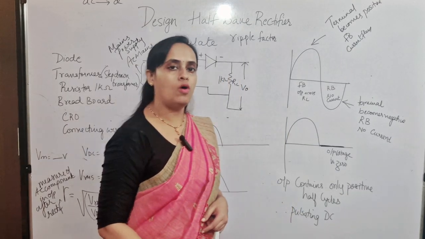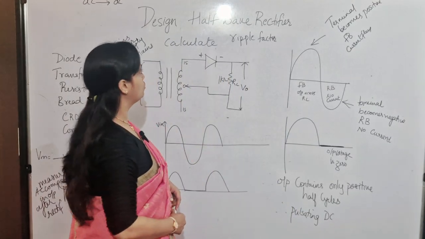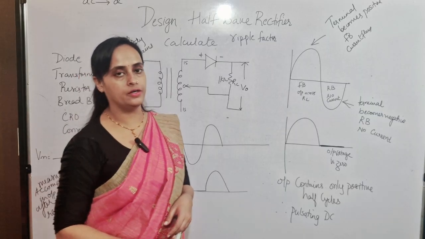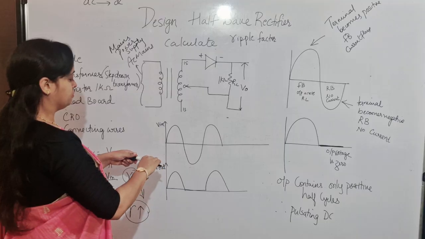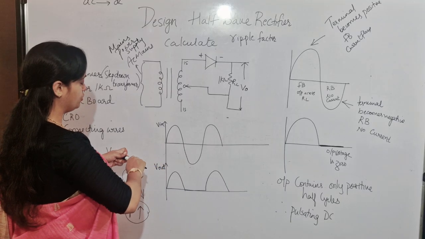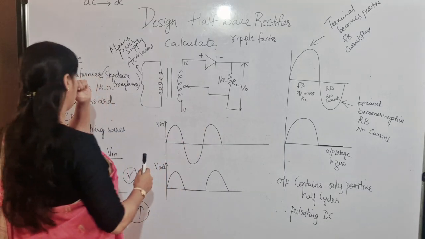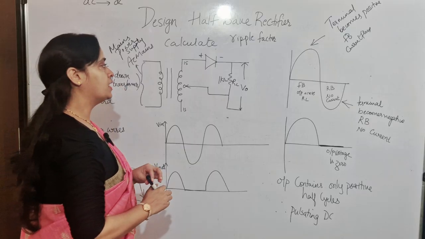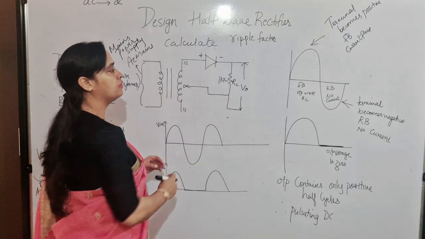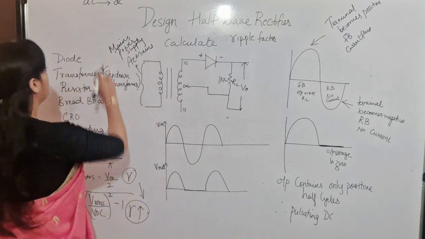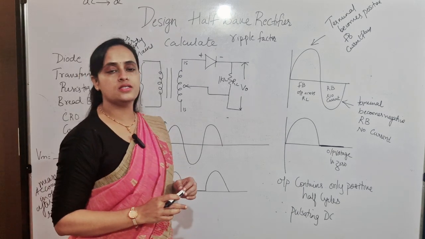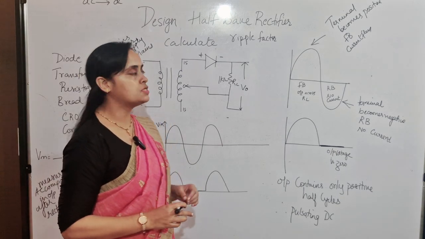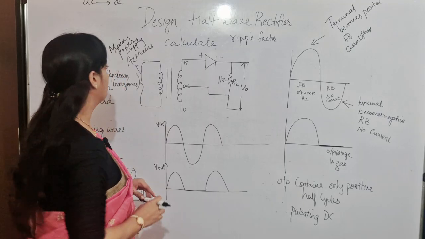Next experiment what we are looking into is to design half wave rectifier and to calculate ripple factor. So this is basically the circuit diagram. Now let's understand what is rectifier. So once again, rectifier is nothing but diode only, which will convert AC to DC. So rectifiers are the devices which convert AC to DC.